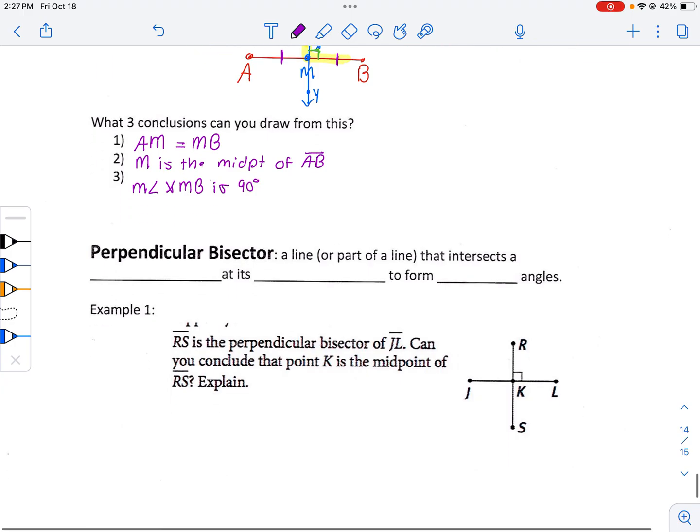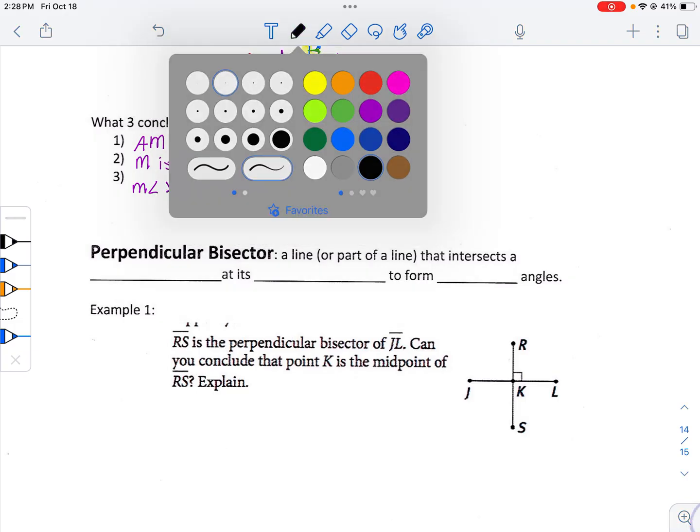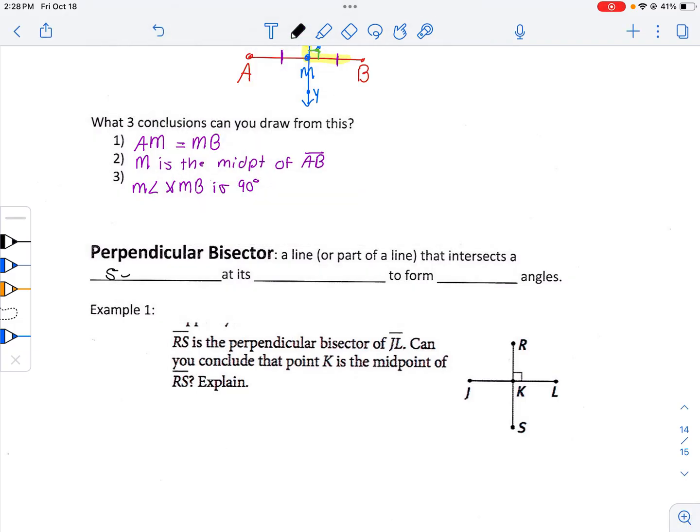So let's define that information. What is a perpendicular bisector? A perpendicular bisector is a line or part of a line, could be a segment, could be a ray, that intersects a segment at its midpoint to form right angles. So by drawing a perpendicular bisector, we're bisecting a segment, we're identifying a midpoint, and we're getting right angles.